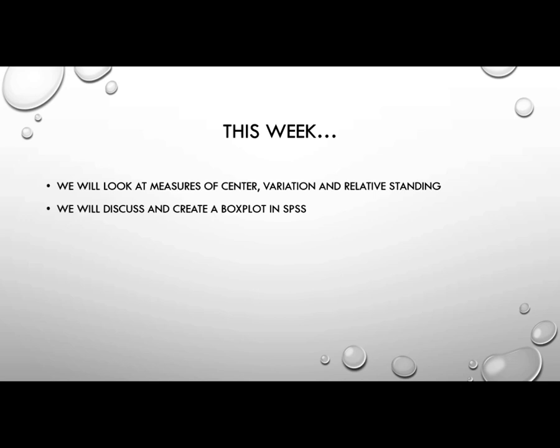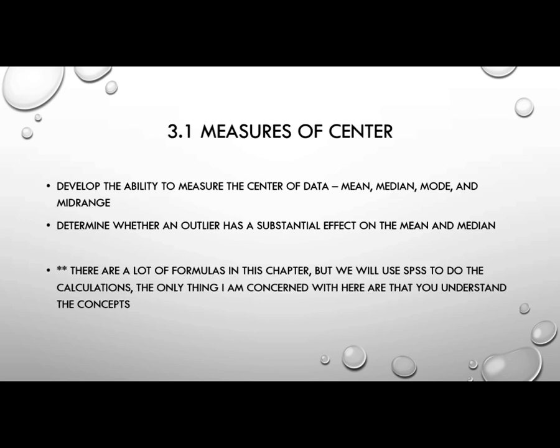So this week we're going to look at measures of center, variation, and relative standing, and we're going to discuss and create a box plot in SPSS. So, measures of center. We're going to talk about mean, median, mode, and mid-range, and determine whether an outlier has a substantial effect on the mean and the median.